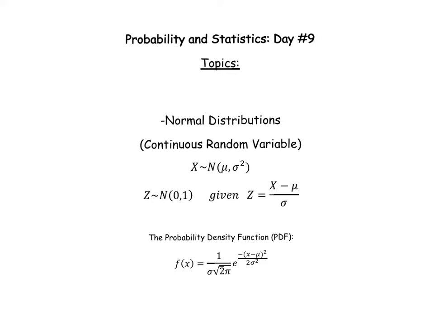All right, probability and statistics, day number 9, normal distributions. The normal distribution is the first of our continuous random variables.